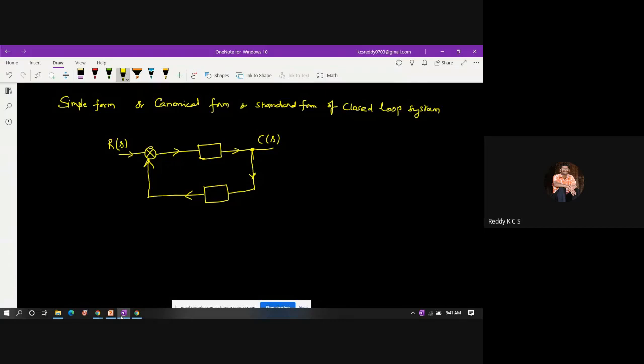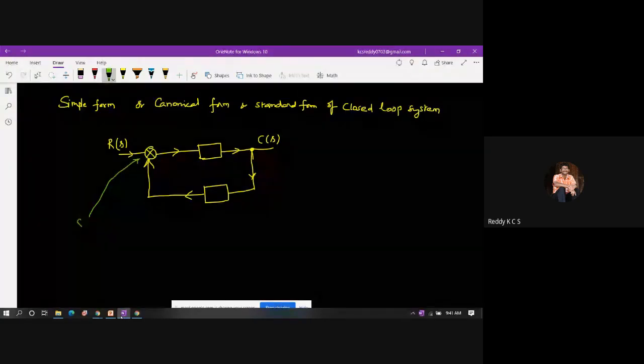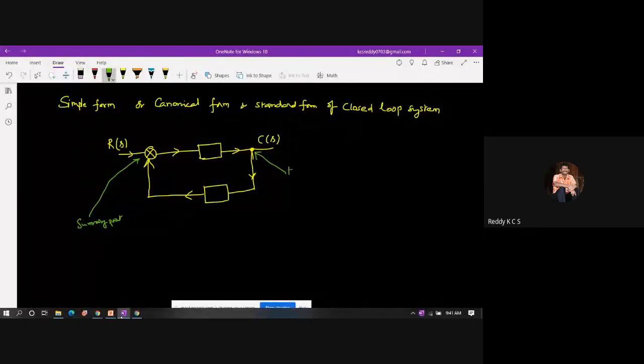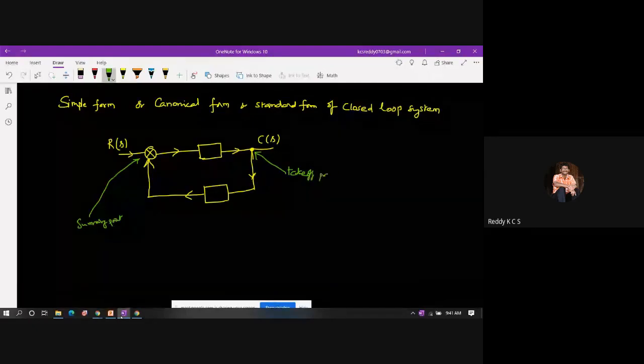and one summing point and one takeoff point. See here, this is called a summing point, and this is called a takeoff point. So one summing point, one takeoff point, one block in the forward path and one block in the feedback path. Then we can say the closed loop system represents the simple form, or canonical form, or standard form.